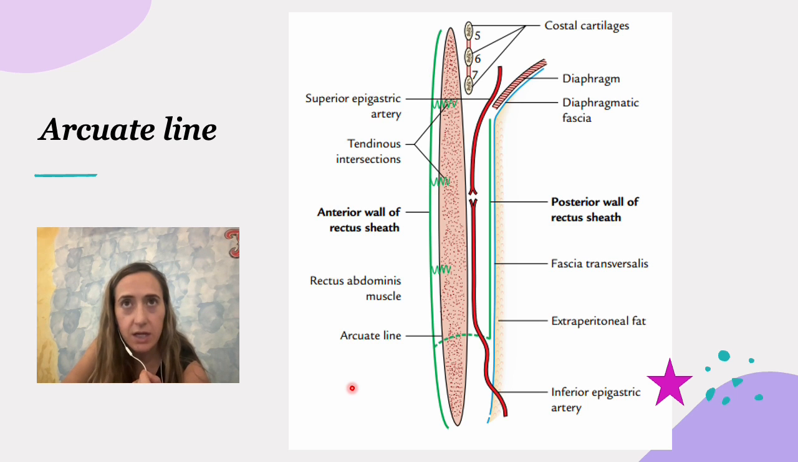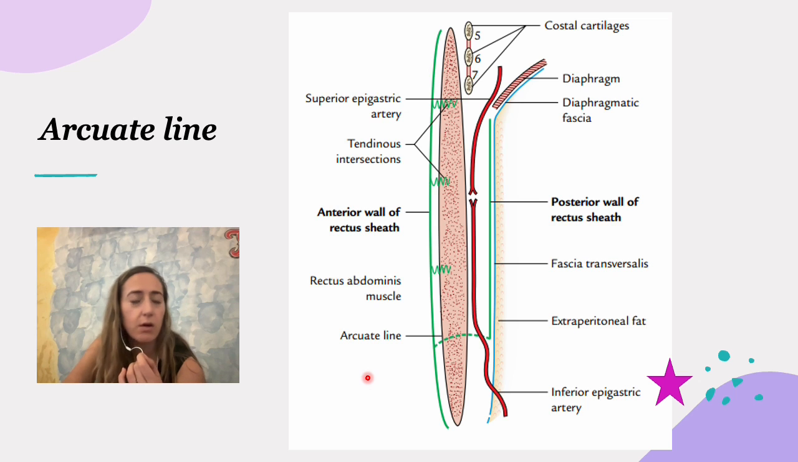And if you think about C-sections and your low transverse incisions, you only see the anterior portion of the rectus sheath. And then in your vertical midline incisions that go higher up, you can see both an anterior and posterior wall. This is also important because this is approximately where the inferior epigastric vessels perforate the rectus abdominis muscles.